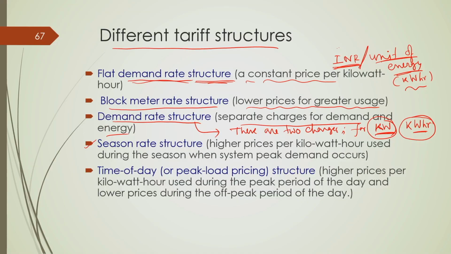Okay. Also, there is the season rate structure. Here higher prices per kilowatt hour are used during the season when system peak demand occurs. So, based upon seasonal changes, pricing will be decided, and finally, the time of the day tariff. Okay, in this structure the prices per kilowatt hour used during the peak period of the day will be higher. That means during peak demand prices will be higher and during off peak demand prices will be lower. Okay. Which I was also talking about a couple of minutes before.